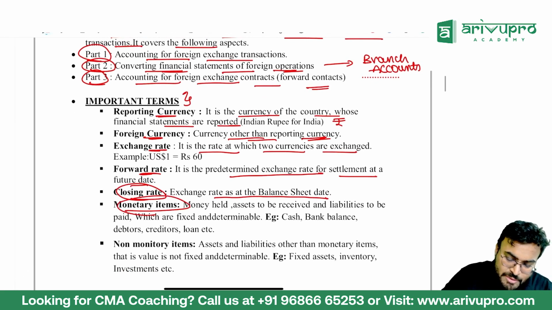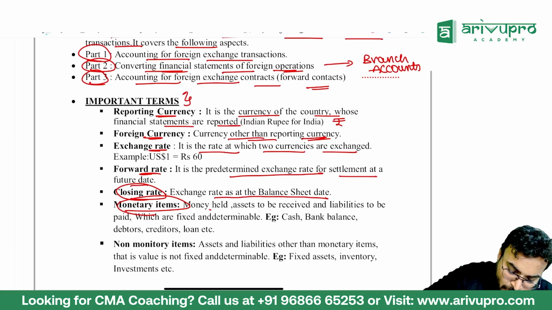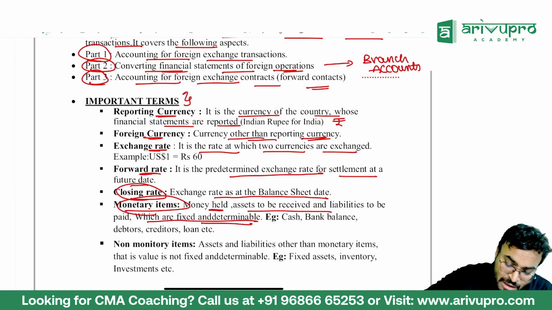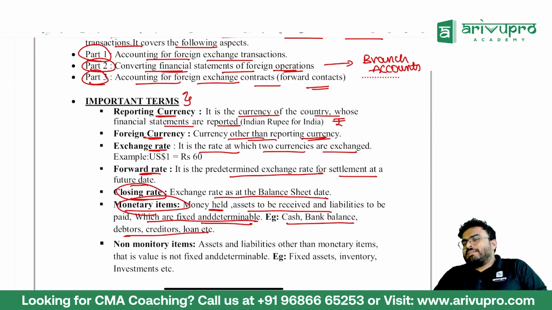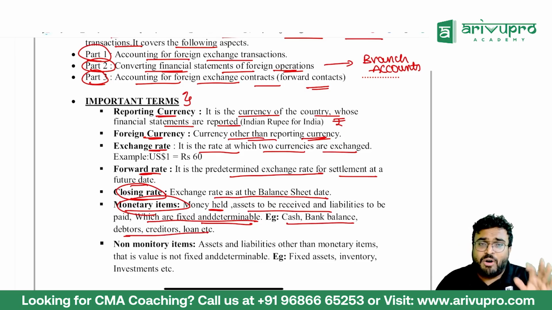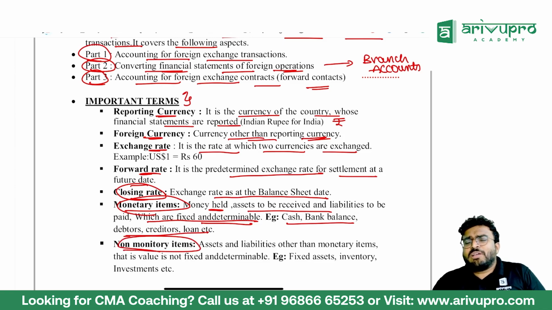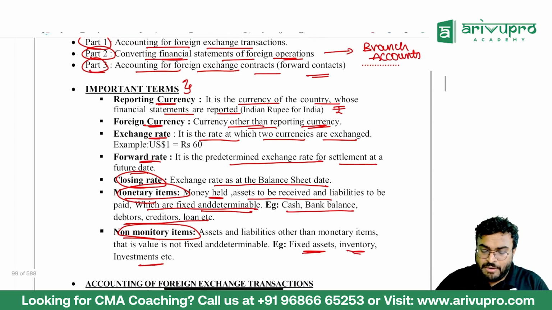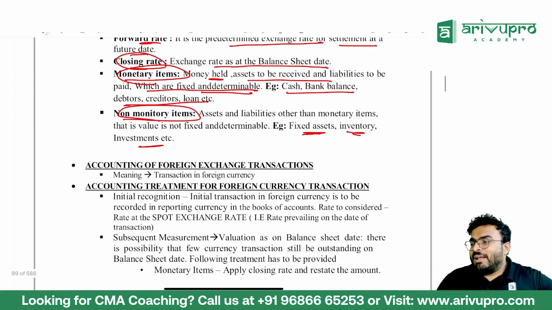Monetary items. Monetary items means what? Items that can be expressed exactly in terms of money. Money held, assets to be received or liabilities which are fixed and determinable. Example, cash and bank balance, debtors, creditors, loan, etc. This is called monetary items. Next we go into non-monetary items. Items which are not monetary items are called non-monetary items. For example, your fixed assets, inventory, investments, etc. Is this clear?